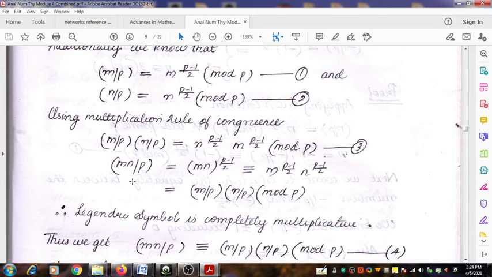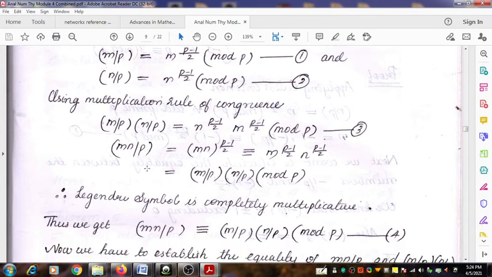But here again, considering (mn/p), you begin a new step by considering (mn/p) equal to mn raised to (p-1)/2, that is then congruent to mn raised to (p-1)/2. See, here we have mn raised to (p-1)/2.